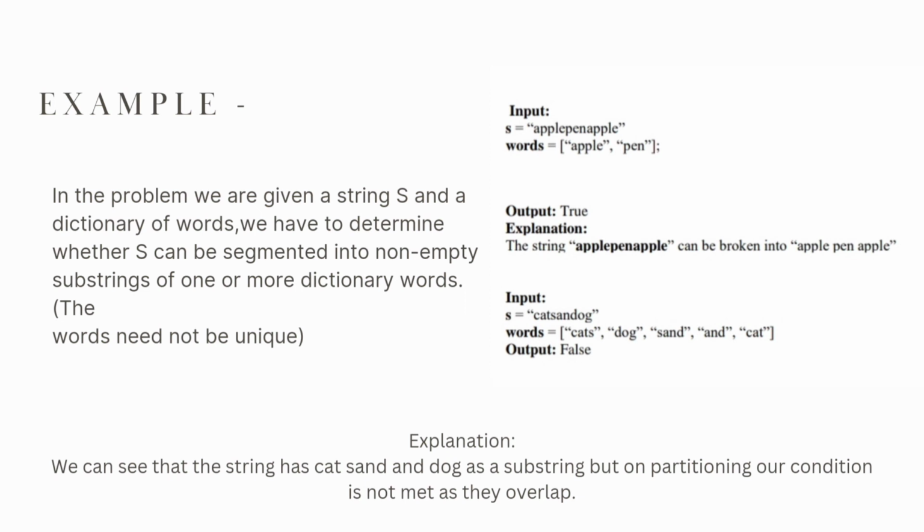Now another example: if you're giving the input catsanddog continuously, and the dictionary words are cats, dog, sand and cat, here the output is false. Why? Because when we are splitting catsanddog, we are not getting it as separate words like cats, sand, dog. It is overlapping. So the output would be false. And that's all about dynamic programming.